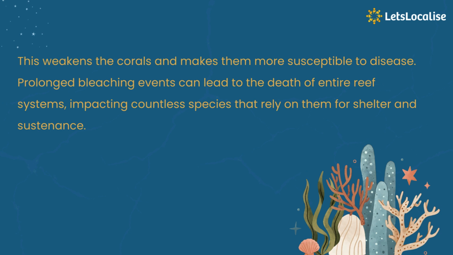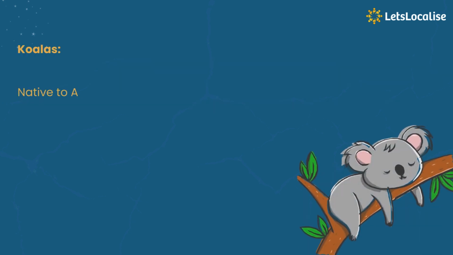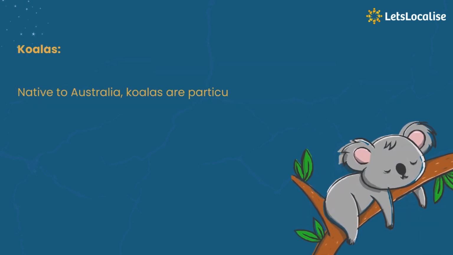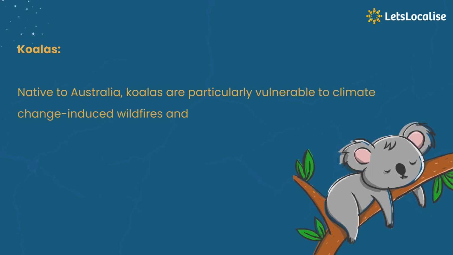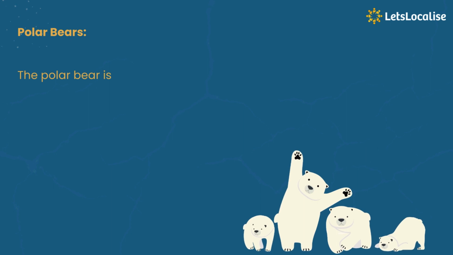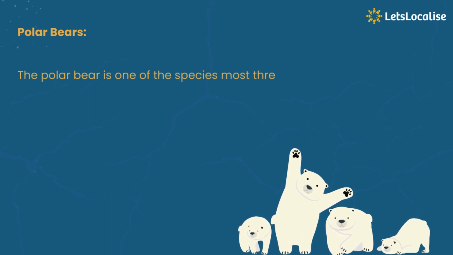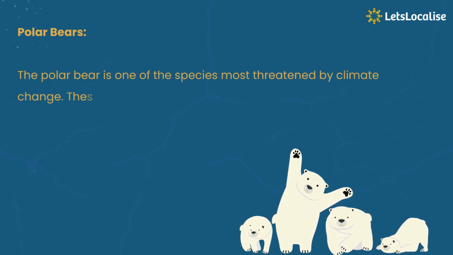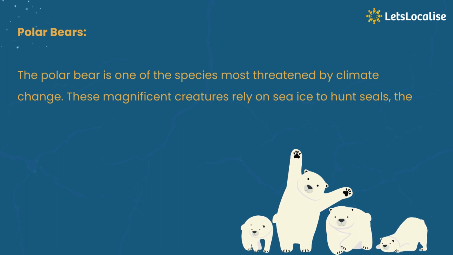shelter and sustenance. Koalas. Native to Australia, koalas are particularly vulnerable to climate change-induced wildfires and extreme heat waves. Habitat loss and decreased food availability exacerbate their plight. Polar bears. The polar bear is one of the species most threatened by climate change. These magnificent creatures rely on sea ice to hunt seals, their primary food source.